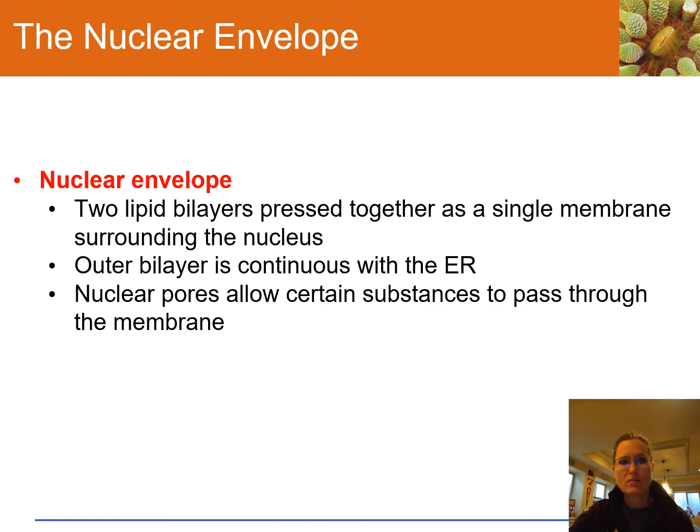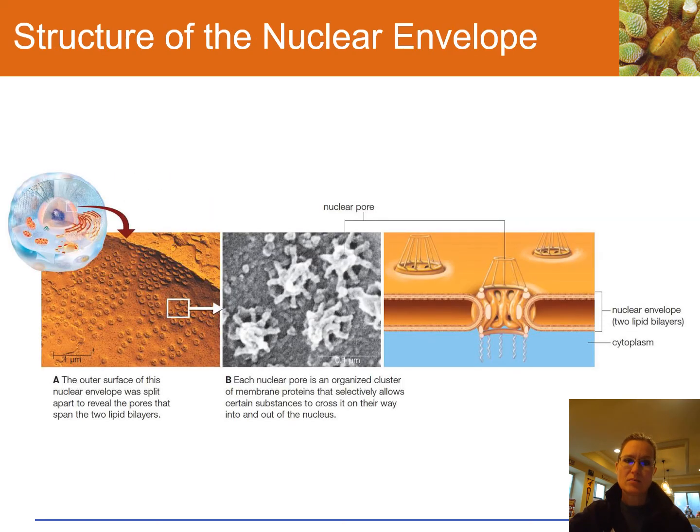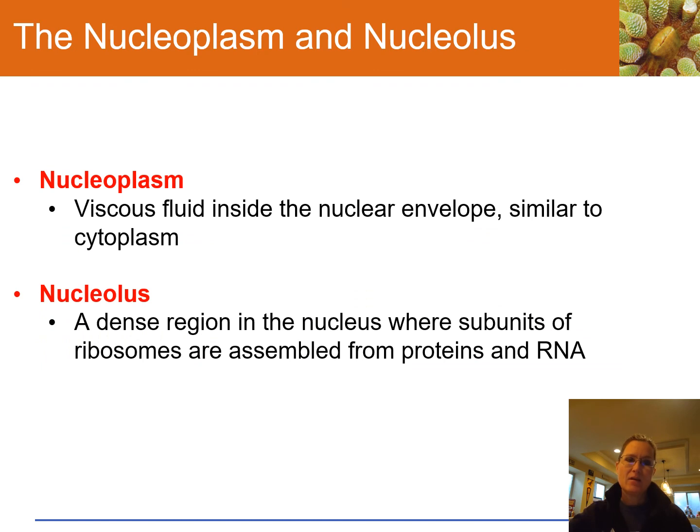And so one of the interesting things that it talks about in this slide is it says the outer bilayer is continuous with the endoplasmic reticulum, which we'll talk about later when we talk about the endomembrane system. And so this is just some pictures of what they look like with a really cool microscope, and then just a little drawing. And then just some vocabulary.